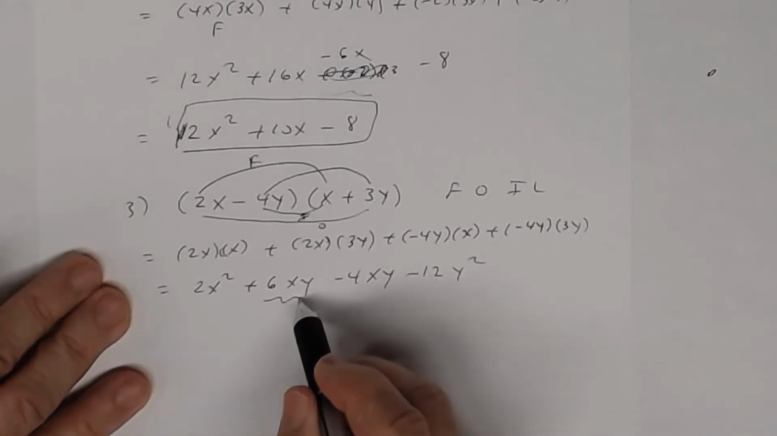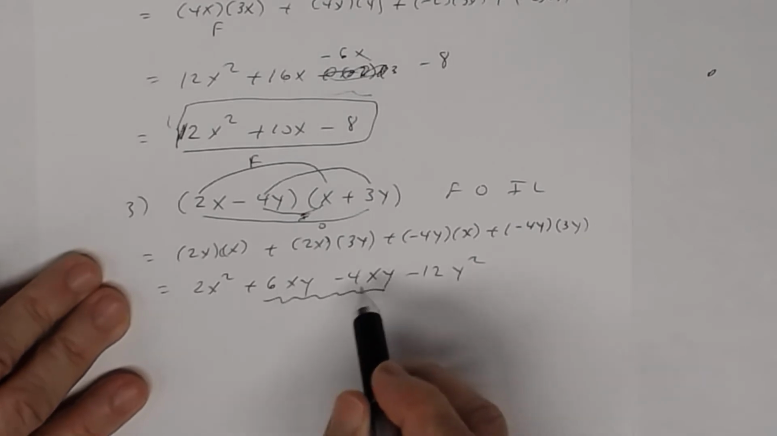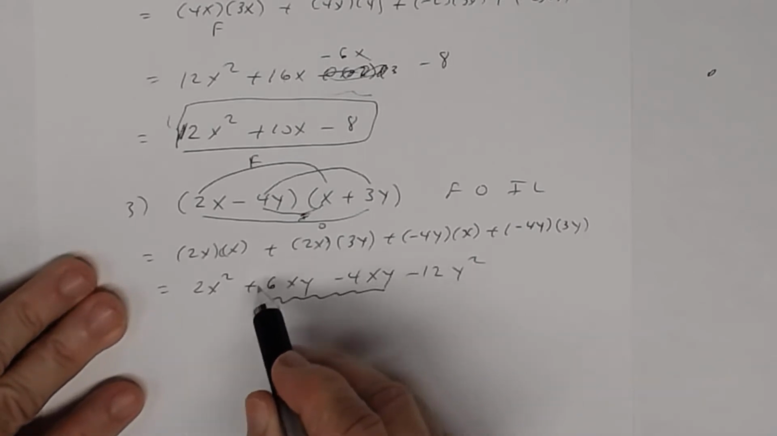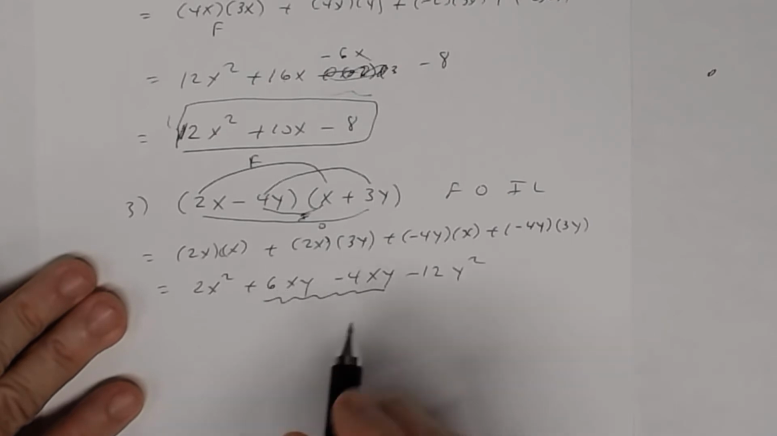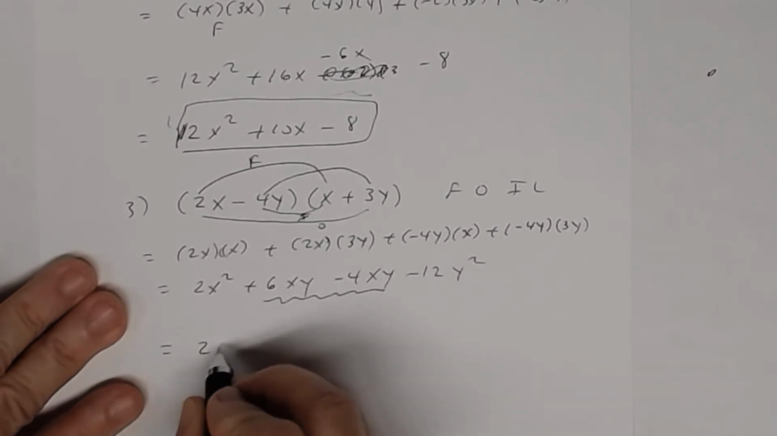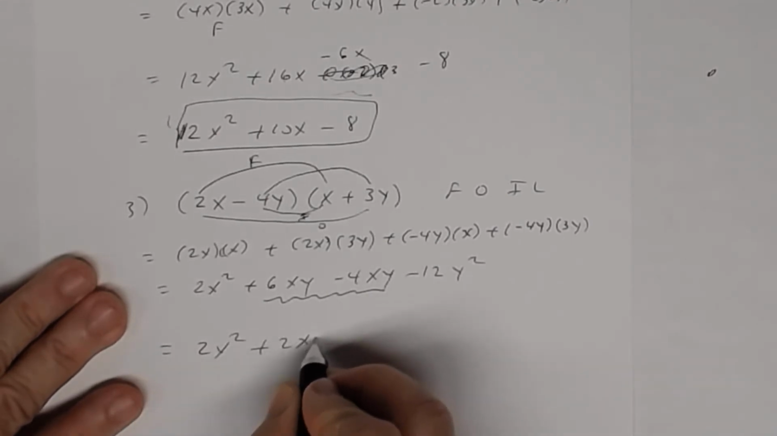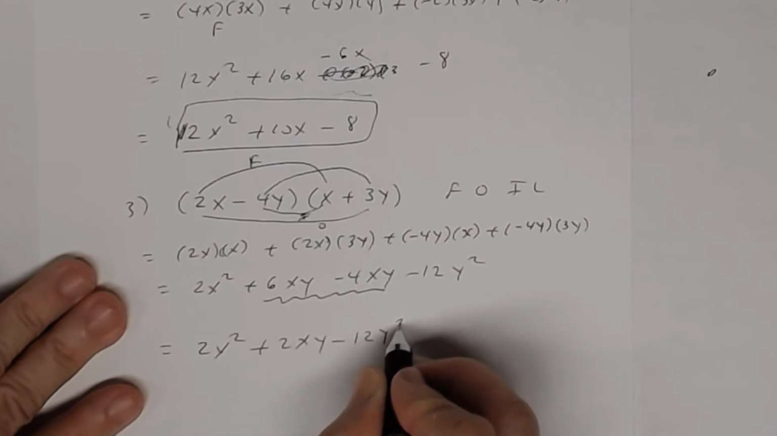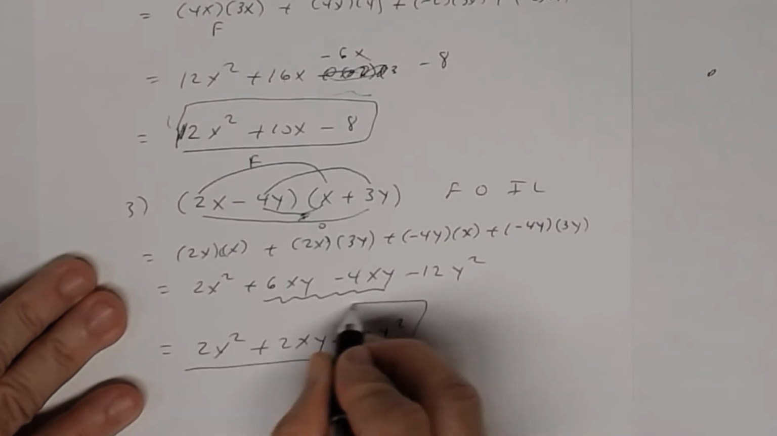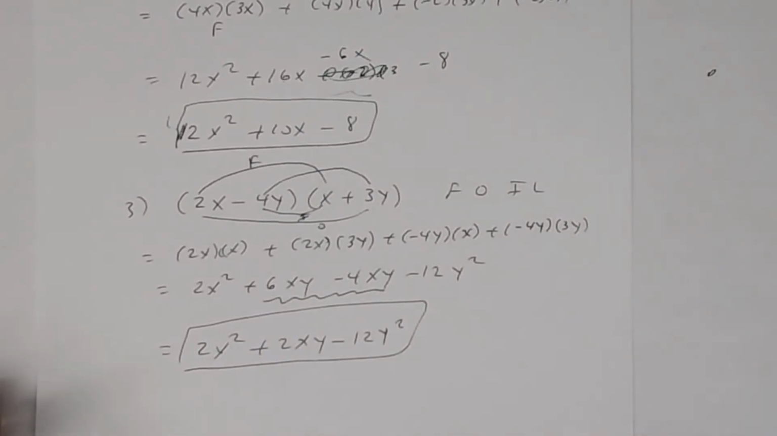Now notice these are like terms here. See xy, xy. You have positive 6 here, a negative 4 here. 6 and a negative 4 is a positive 2. So you get 2x squared plus 2xy minus 12y squared. And that's it. There's your answer. Okay? All right, let's look at another one.